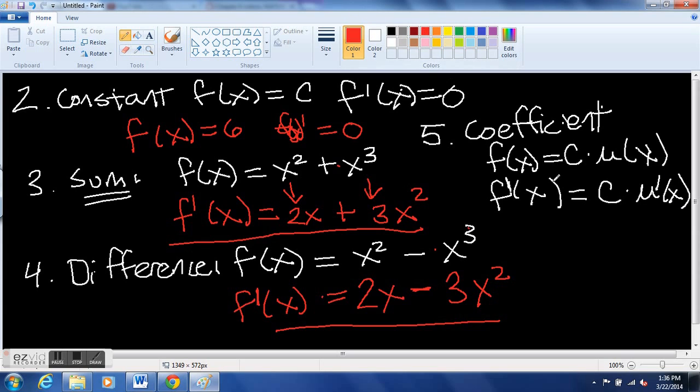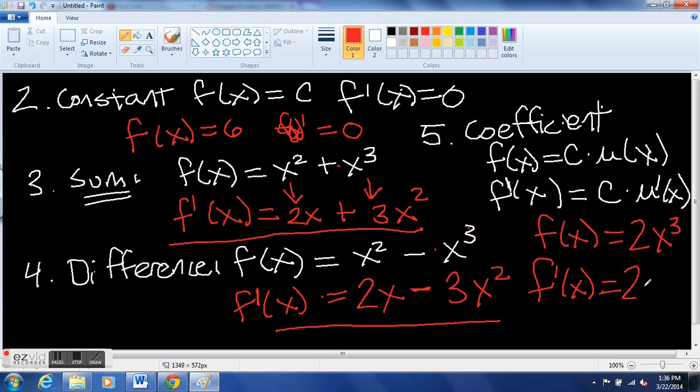For example, suppose you have f of x is equal to 2 times x cubed. So the derivative, f prime of x, I say prime, that means derivative, equals 2, just take the 2 out in front, and now take the derivative of this guy. Power rule. Who's your friend? It's the power rule, 3x squared. So the answer here would be 6x squared.